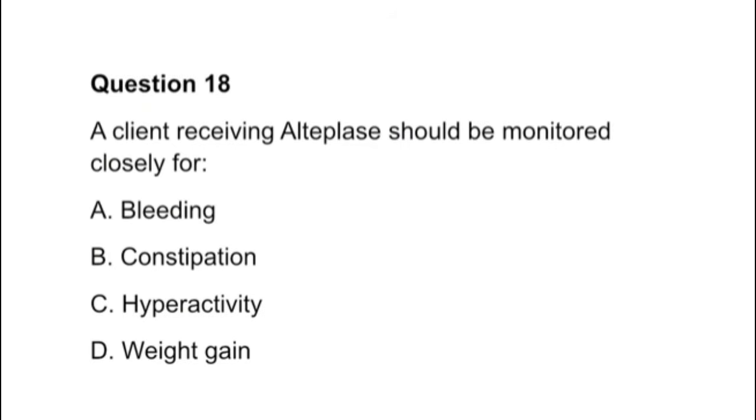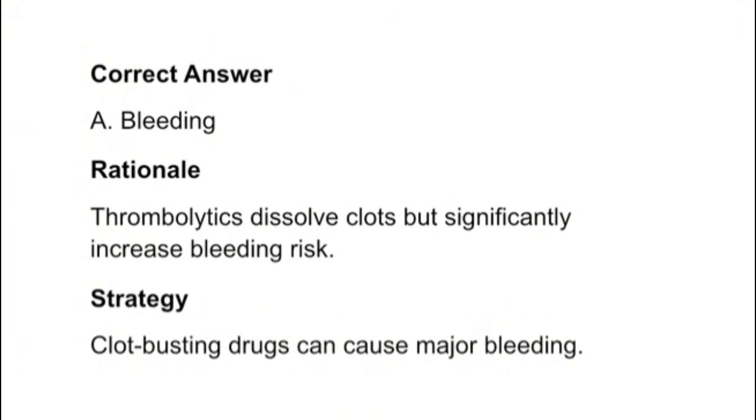Question 18. A client receiving alteplase should be monitored closely for A. Bleeding. B. Constipation. C. Hyperactivity. D. Weight gain. Correct answer. A. Bleeding. Rationale. Thrombolytics dissolve clots but significantly increase bleeding risk. Strategy. Clot-busting drugs can cause major bleeding.